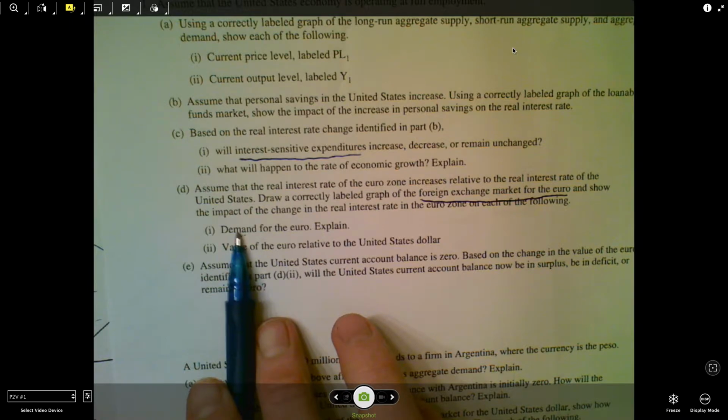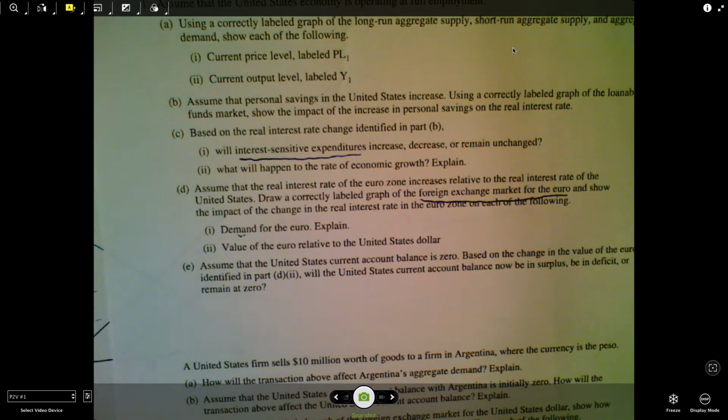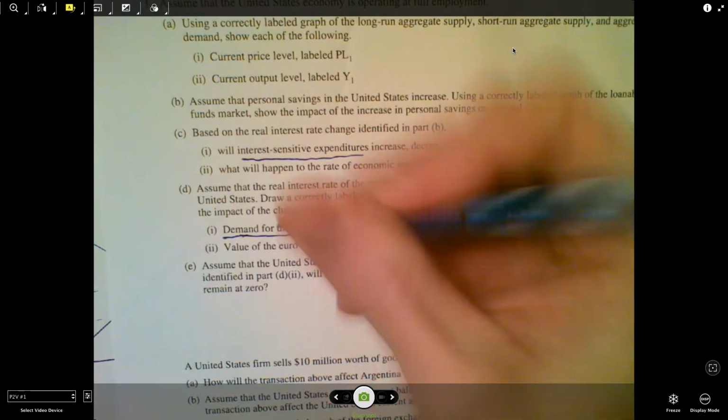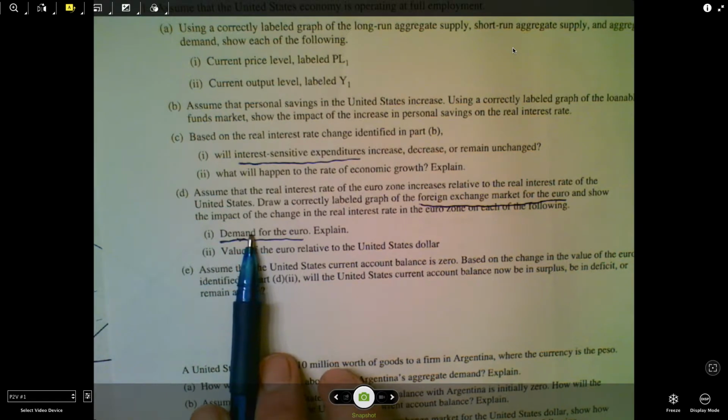I told you, they'll give you the perspective to take. And right here, they say, what's going to happen to the demand for the euro? Right away, we need to think, who controls the demand for the euro? Well, the United States does. We control the demand for the euro. We control the supply of our own currency. So there's your perspective. They're saying, this is what's going to change. Something's happening to this.